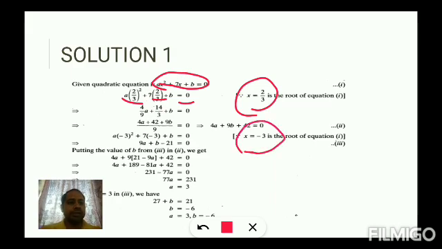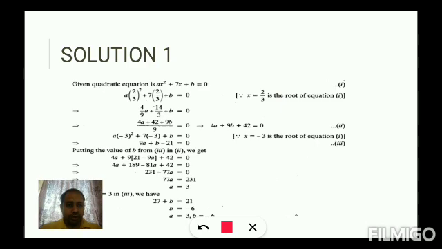Similarly, x equals minus 3 is also a root of the equation. Again substitute x equals minus 3 in this equation ax square plus 7x plus b. You can write a into minus 3 whole square plus 7 into minus 3 plus b equals 0, right? If you simplify this one, you will get the second equation as 9a plus b minus 21 equals 0. Got it?